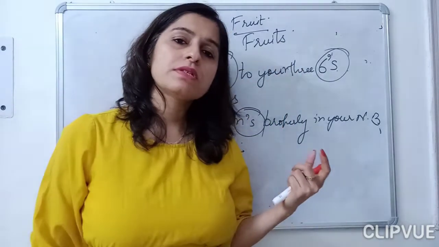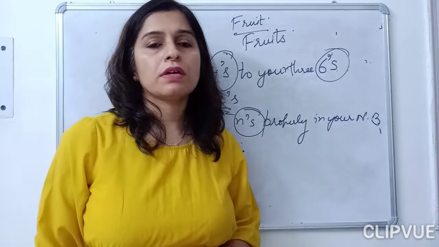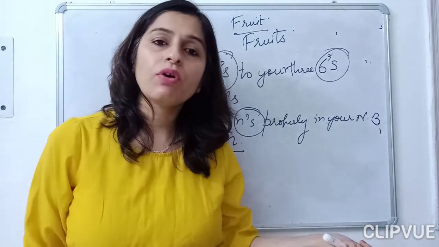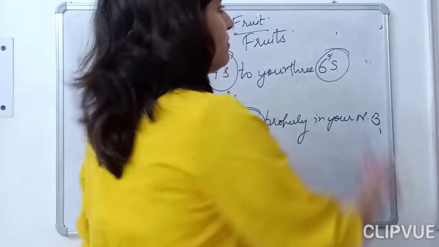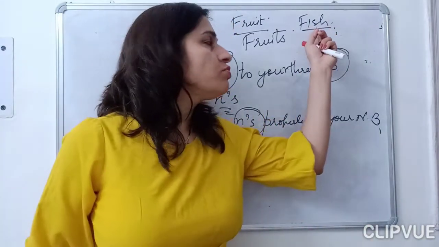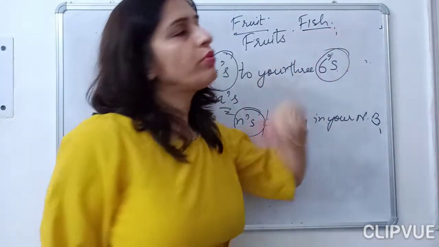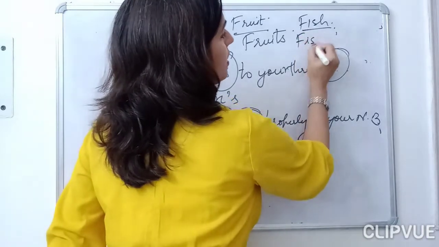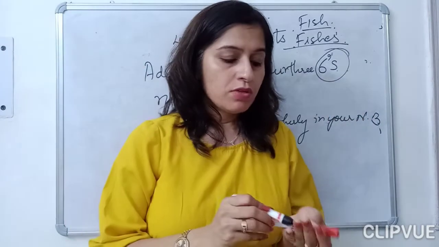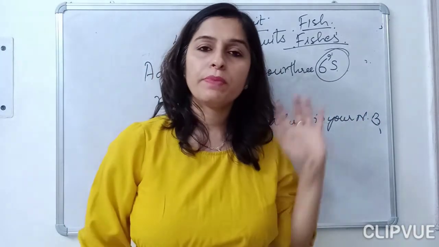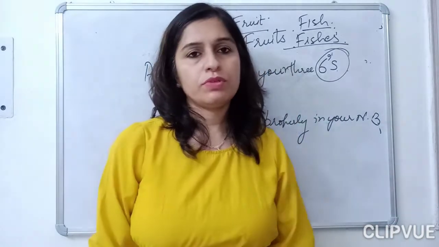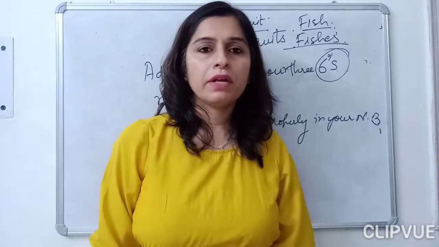My mother brought fruits from the market. On the table, in the basket, my mother has kept a variety of fruits. Same, children, fish also. Fish is used as the singular, and the plural is fishes. When we are talking about a variety of fishes, it becomes fishes. So here, children, I have explained singular noun, plural noun, countable noun and uncountable noun. I hope I am clear till here.